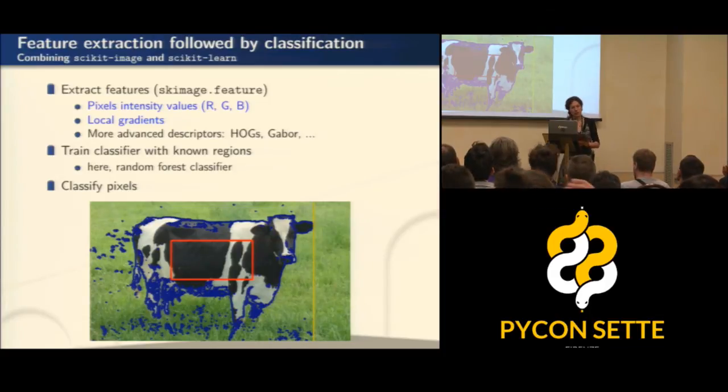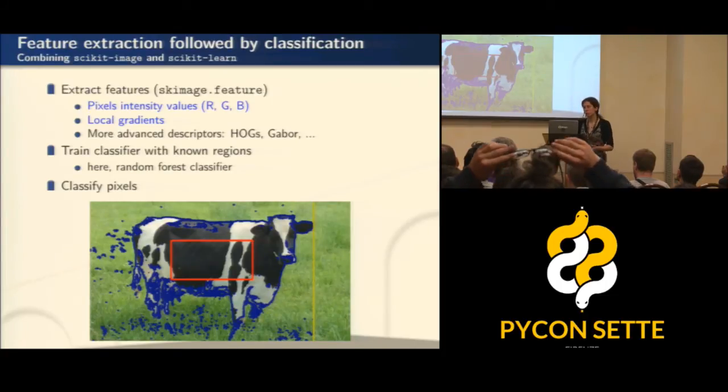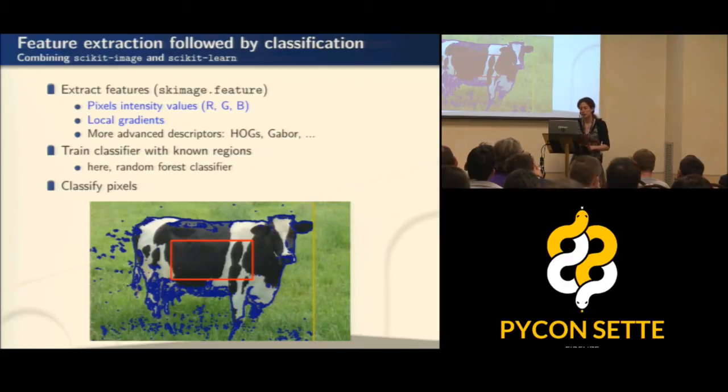So this combination of both scikit-image and scikit-learn is also something that comes completely for free with the scientific Python ecosystem, because since the two modules are using NumPy arrays, you can plug the output of one module into the input of another one. It's completely easy. You just have to know that it's possible to do it.